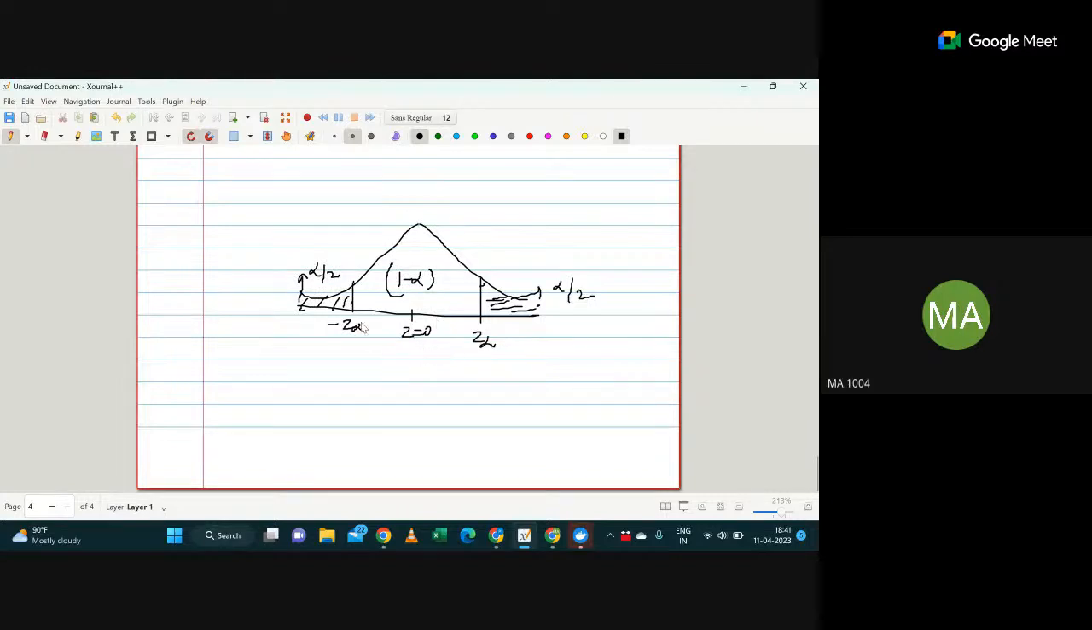That means here z lies between minus z alpha and z alpha. So this acceptance region, this green region, is given to you: 98.5 is less than x bar less than something. You have to find the rejection region, where x bar minus 100 is greater than 1.5. Or you can interpret it like z greater than z alpha will be the rejection region, or z less than minus z alpha will be the rejection region.